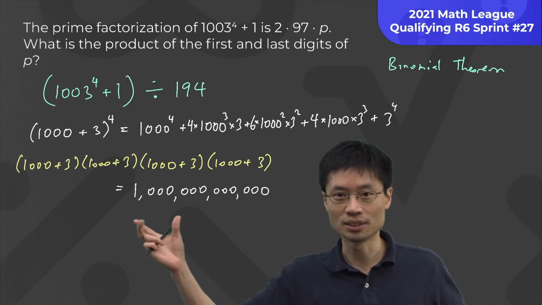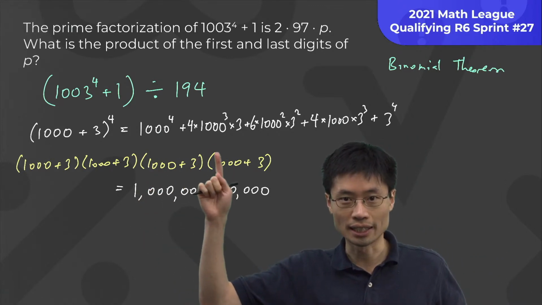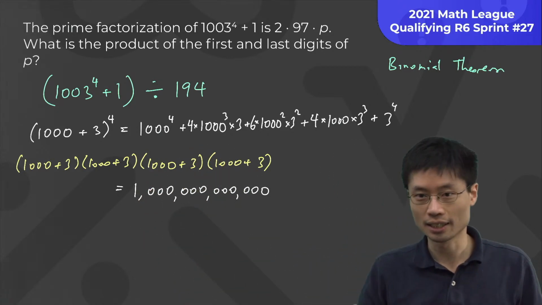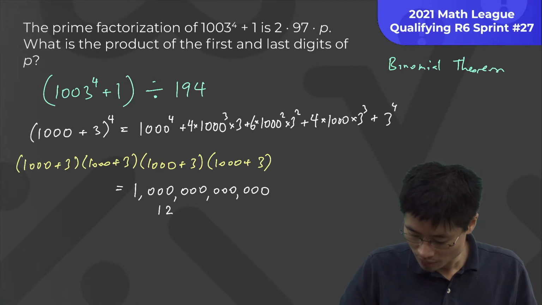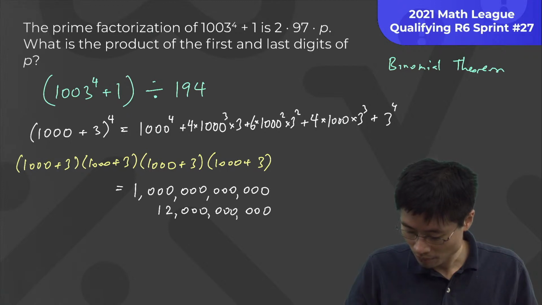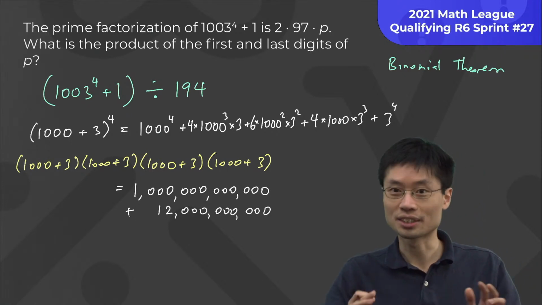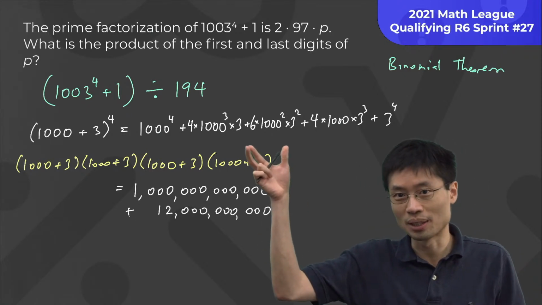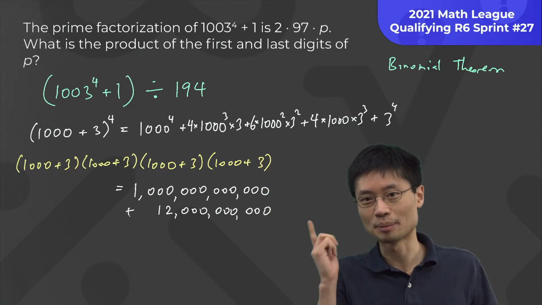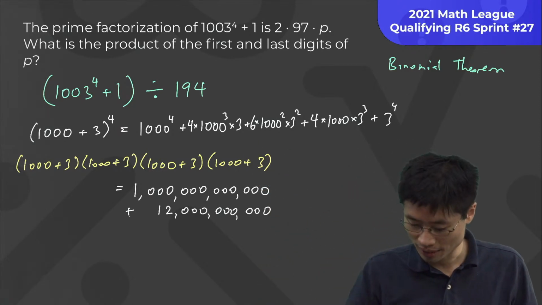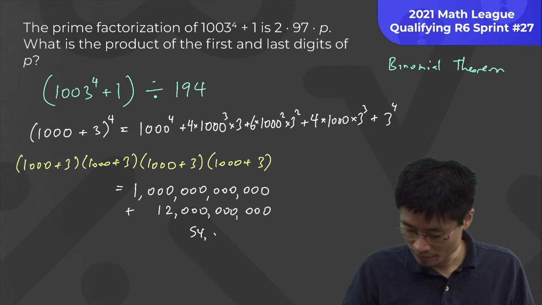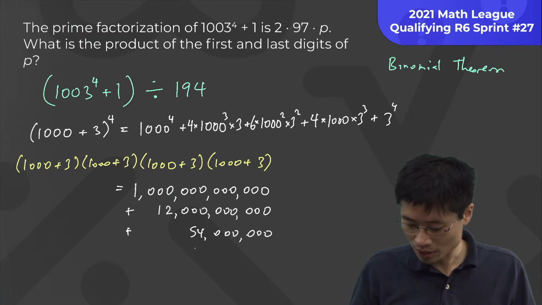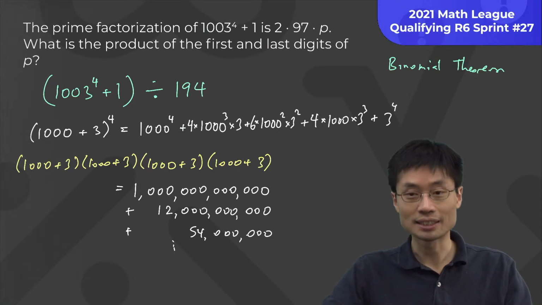The next thing I want to do, that's the 1000 to the 4th. What's this guy? This is 12 and then 1000 cubed. I want to add these all together, right? And what's the next term? Oh, even smaller. What is this? Could I actually do that? 6 times 3 squared. That's 6 times 9. That's 54. And that will be 54 million. And so on.